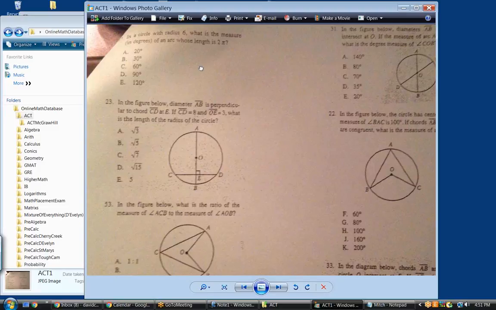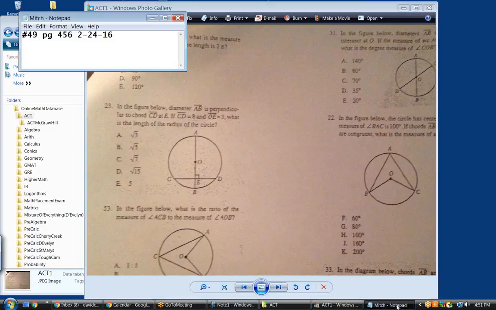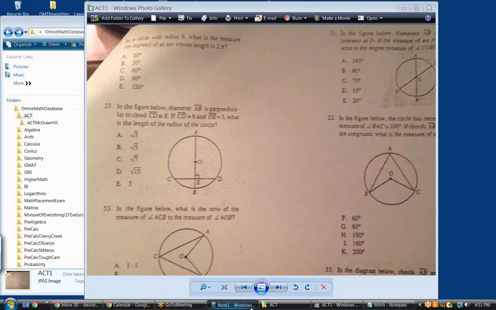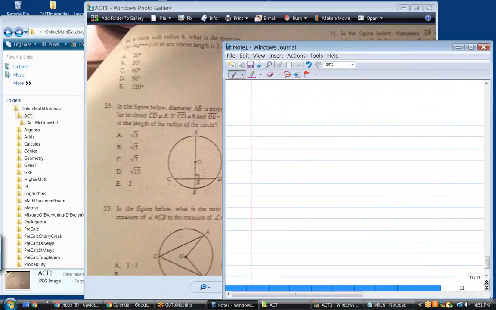So let's look at this top left one. In a circle with radius 6, what is the measure of an arc whose length is 2 pi? Well, maybe you might need that. Oh, God. What is the measurement of an arc whose length is 2 pi?